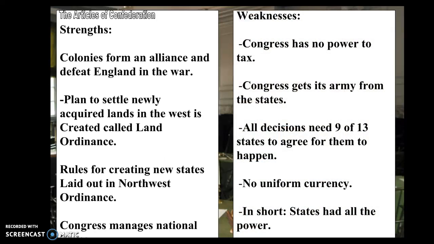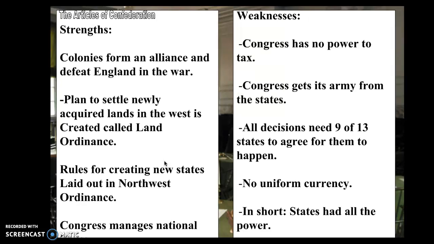But the Articles of Confederation had a lot of weaknesses. The federal government had almost no power. They couldn't tax, they couldn't support their army, they couldn't pay their soldiers. And to make any decision, they needed 9 of the 13 states to agree. That's like a super majority. They also had no specific currency, so each state had their own form of money.